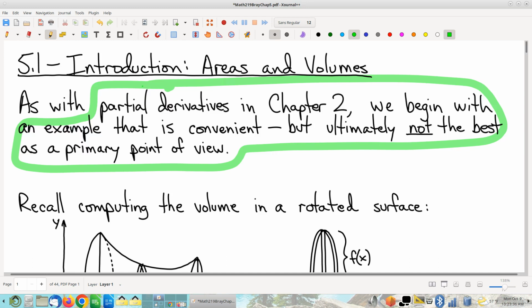And partial derivatives, again, a convenient foot in the door. But you wouldn't want your understanding of multivariable derivatives to just be partial derivatives. That's really not good enough.